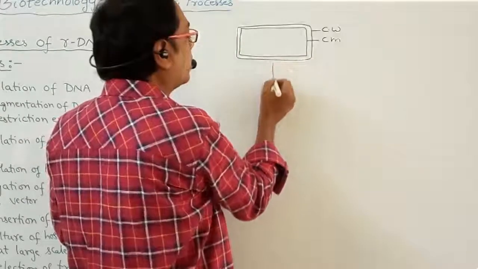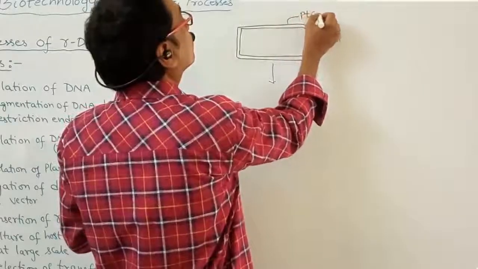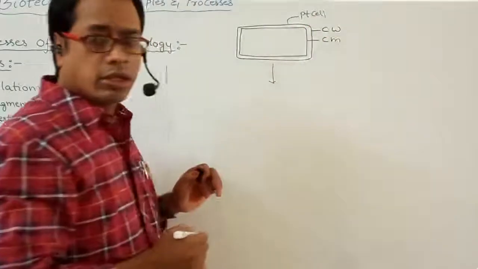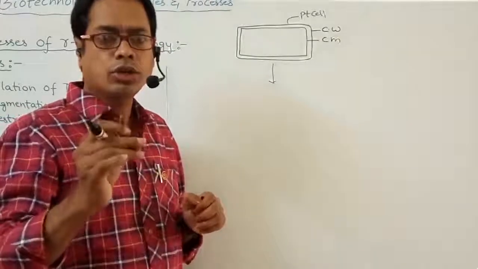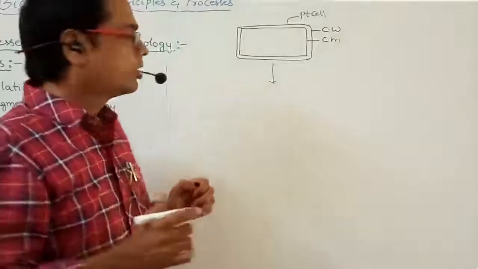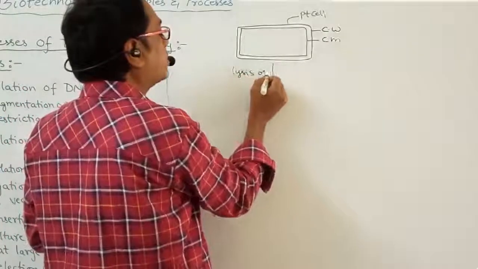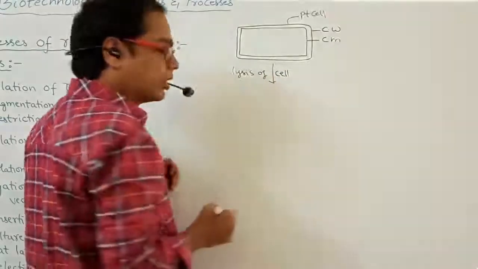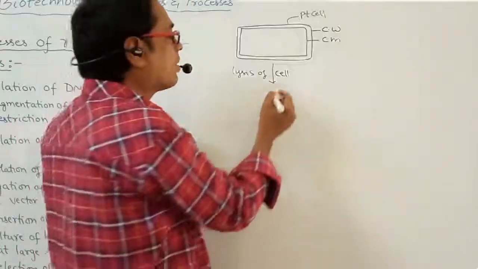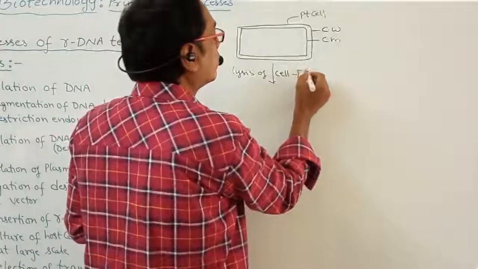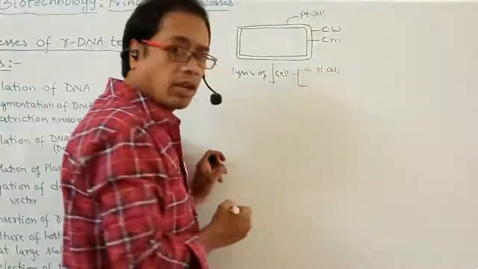So first of all, this is the plant cell. The cell wall in a plant cell is made up of cellulose and pectin. So first of all we have to do lysis of the cell wall. We have to remove the cell wall. Lysis of cell wall in plant cell.